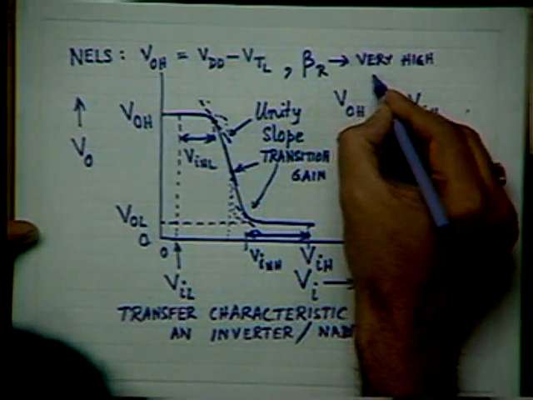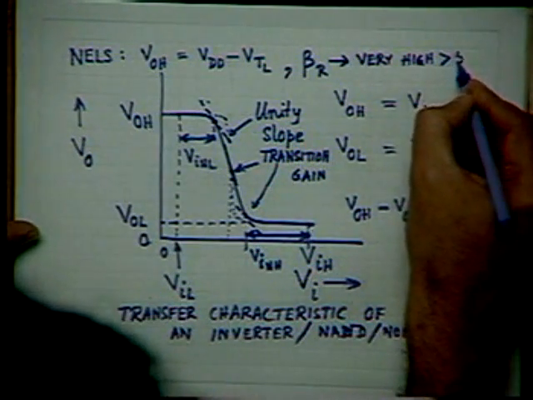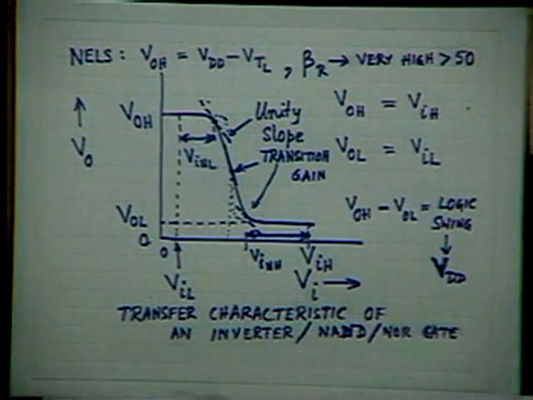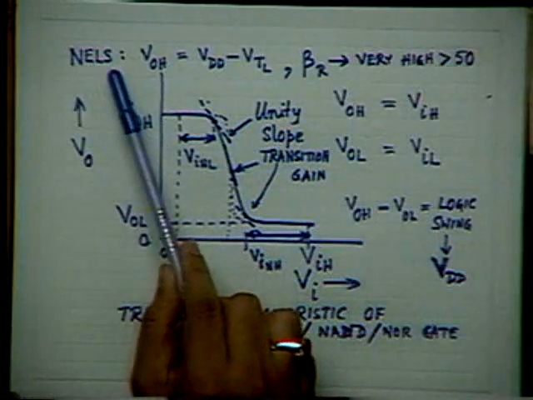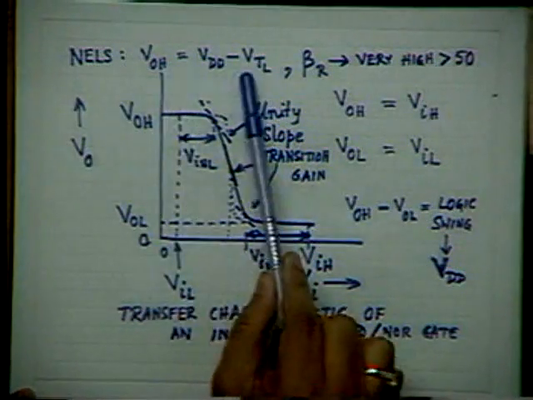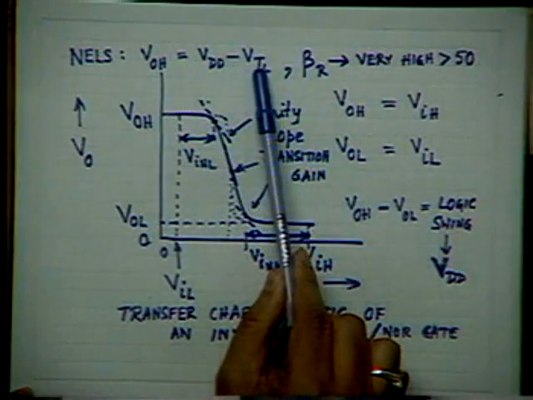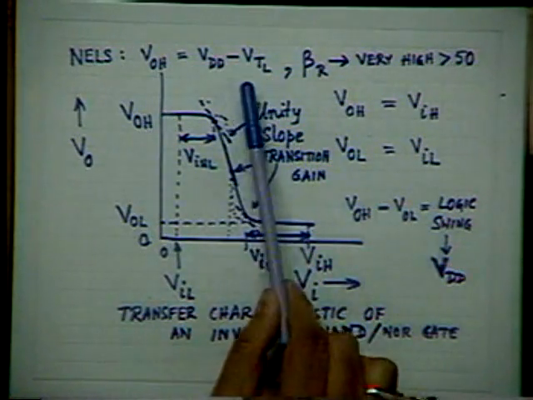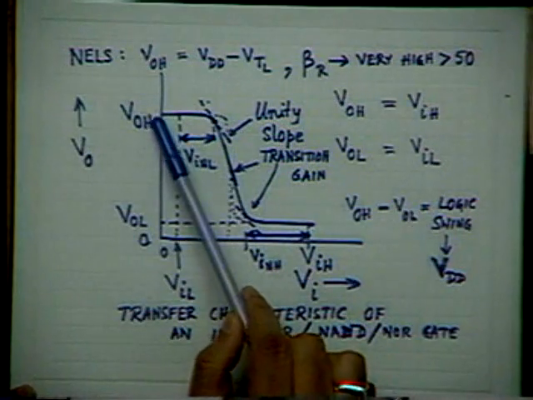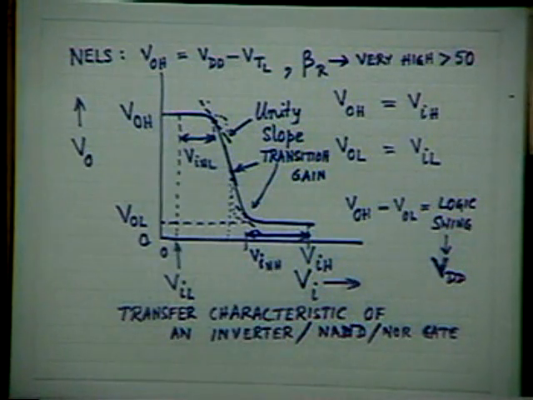Around more than 50. We shall discuss this point a little bit in detail after some time. So it is not only that there is a drawback of the NELS circuit, that VOH is VDD minus VTL, which is a little bit less, which is undesirable, which affects the logic swing.